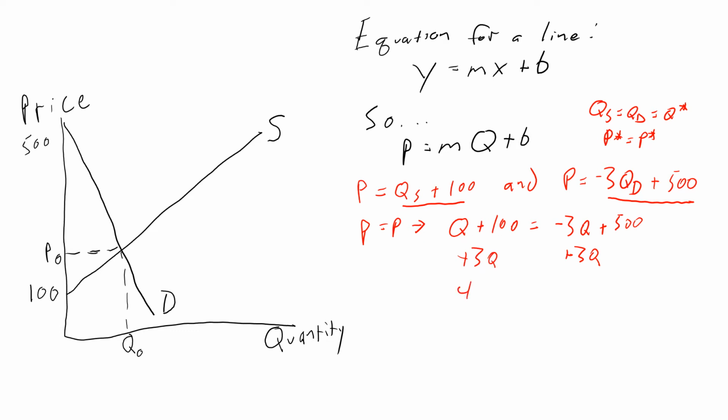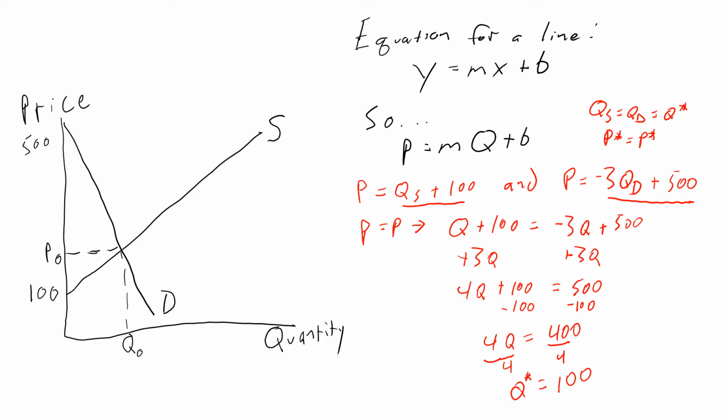And we get 4Q plus 100 is equal to 500. We can subtract 100 from both sides. We get 4Q is equal to 400. We divide by 4. We get Q is equal to 100. So our equilibrium quantity here is going to be 100.